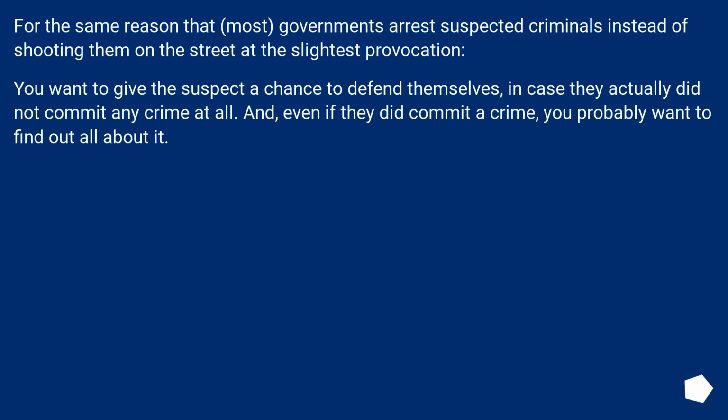For the same reason that, most, governments arrest suspected criminals instead of shooting them on the street at the slightest provocation. You want to give the suspect a chance to defend themselves, in case they actually did not commit any crime at all. And, even if they did commit a crime, you probably want to find out all about it.